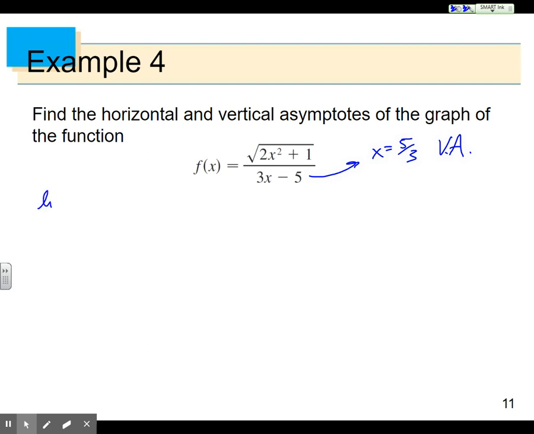And so I can do the limit as x approaches 5/3 from the right of this function. And I can do the limit as x approaches 5/3 from the left of this function.